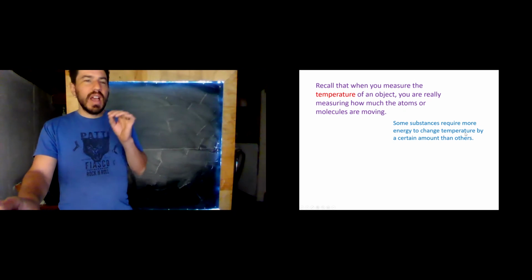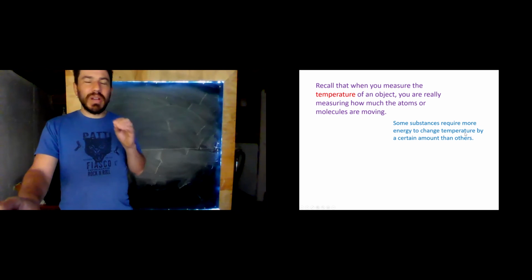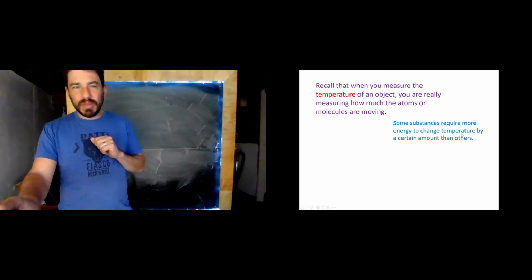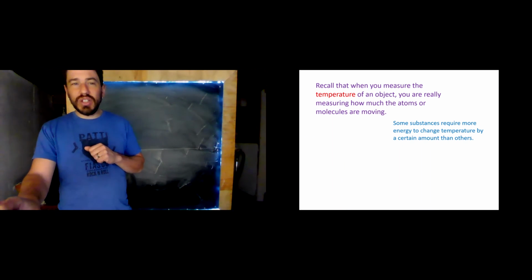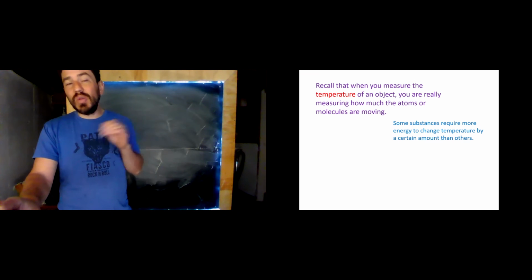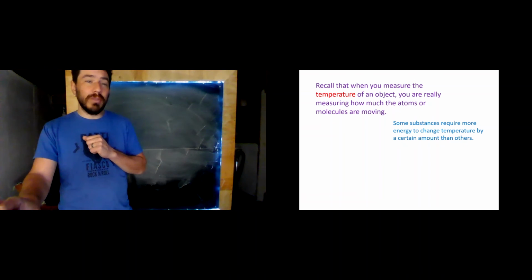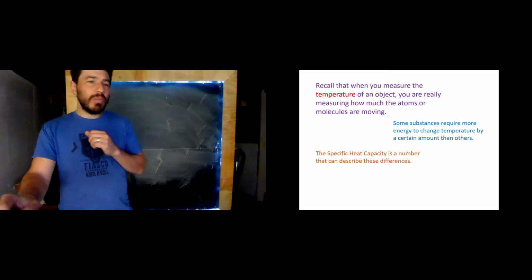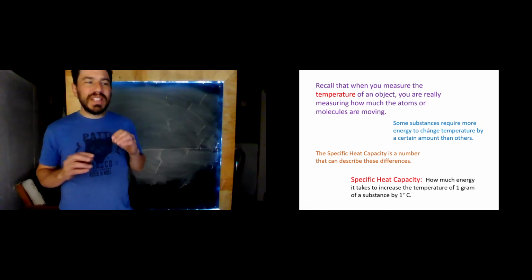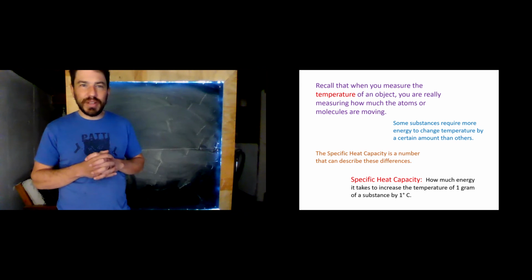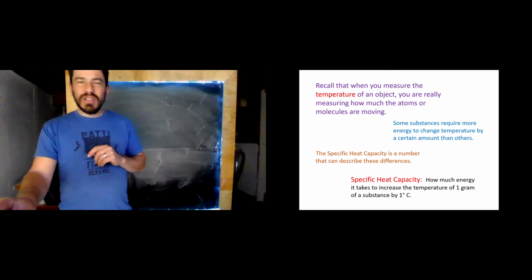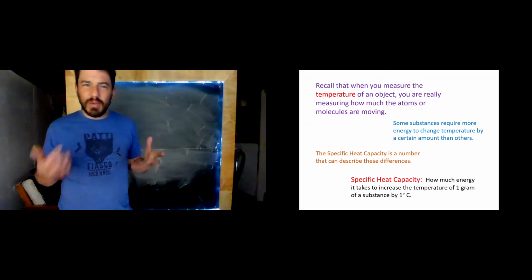Why is that? Because water releases a different amount of energy when it cools down than aluminum does. In fact, water releases something like 5 times more energy for every change of 1 degree Celsius as an equal mass chunk of aluminum would. It's kind of crazy to think about. The number that describes this is the specific heat capacity. The specific heat capacity is how much energy it takes to increase the temperature of 1 gram of a substance by 1 degree Celsius.